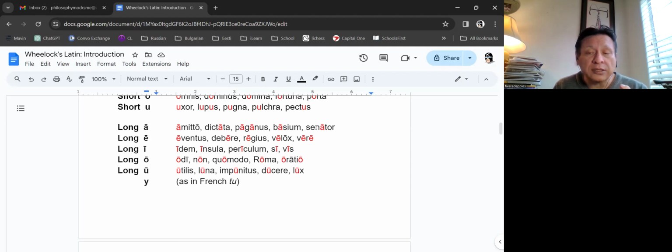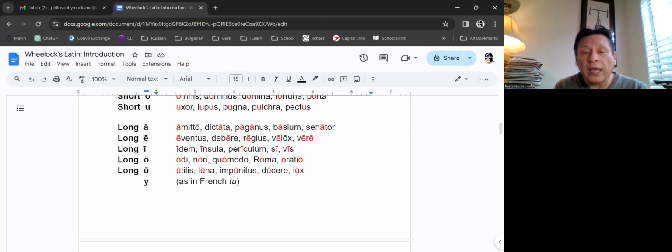Okay, long E. Now here's when I say it's not like an E, it's more like an A. It's almost like the letter A in English. So it's eventus, debere. Eventus is the result, the conclusion of something, and then debere is the infinitive, which means to owe, like to owe money, or ought, like you ought to do something. The re marks the infinitive here. Regius, like rex in Latin means king. Regius means royal.